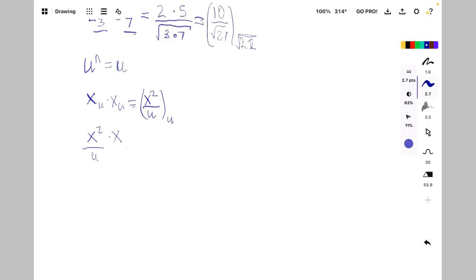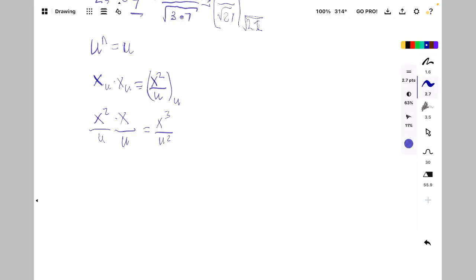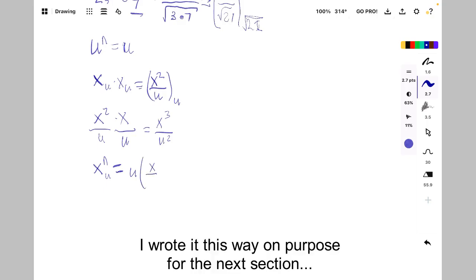And then since these both have the same empty product, we want to do that. That's x cubed over u squared. And in fact, this same formula can be generalized for every power. And you'll eventually get x to the n with a u empty product equals u times x over u to the nth power with a u empty product. Actually, that should probably be written a little differently.